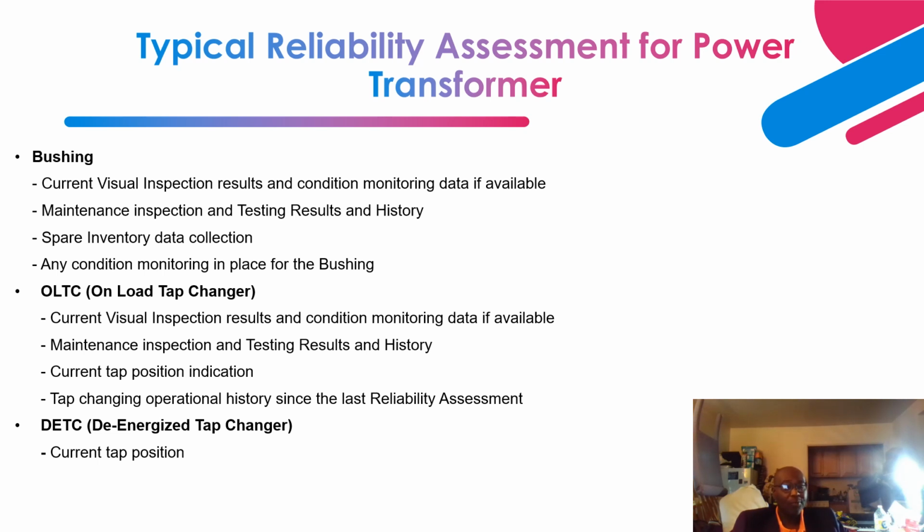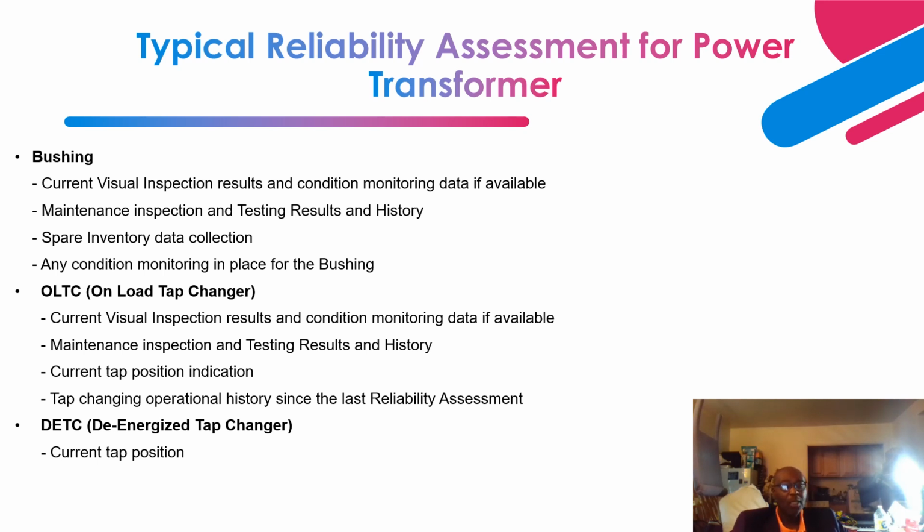The next is your bushing, right? So you perform a visual inspection of the bushing. The goal is basically to see the level of contamination on the bushing. And you'll be surprised that a lot of these bushings have, especially if it is in an industrial facility, a lot of dust and contamination there. And the type of bushing, right? As you know, we have polymer bushings and porcelain bushings, and they all have their own advantages and disadvantages and attributes.